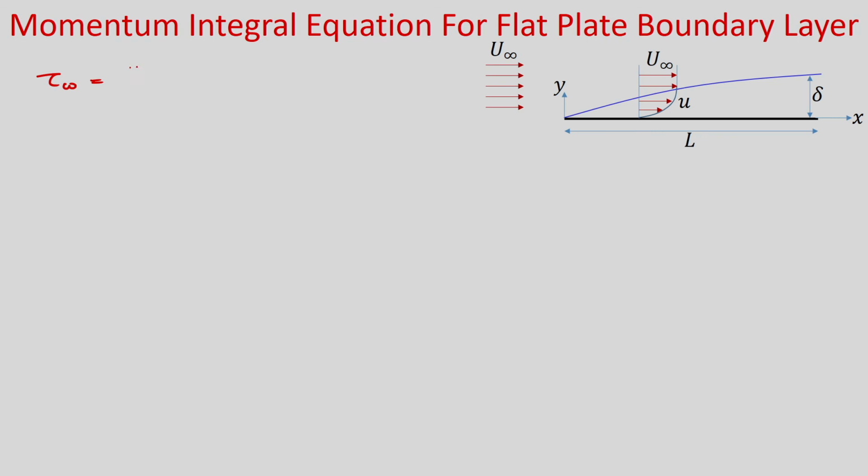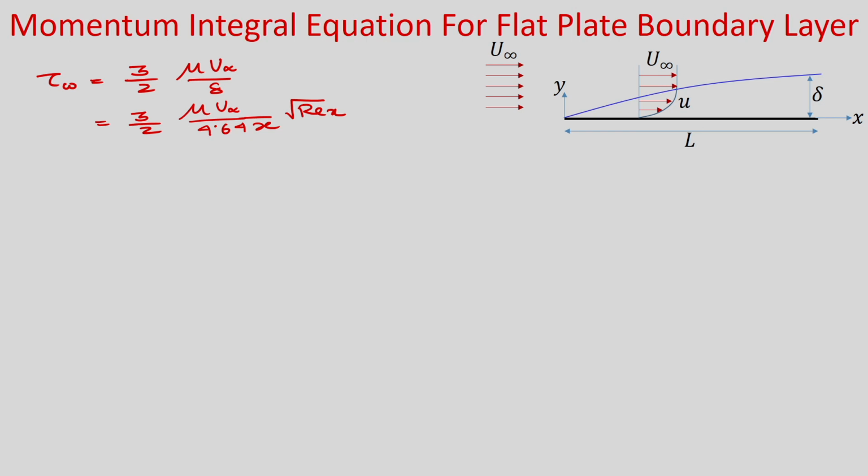Now, let us find the other parameters like shear stress and skin friction coefficient. If we know tau w, already we have written 3 by 2 mu u infinity by delta. If you put the delta value here, you will get 3 by 2 mu u infinity, and delta is 4.64 by root Re_x into x.